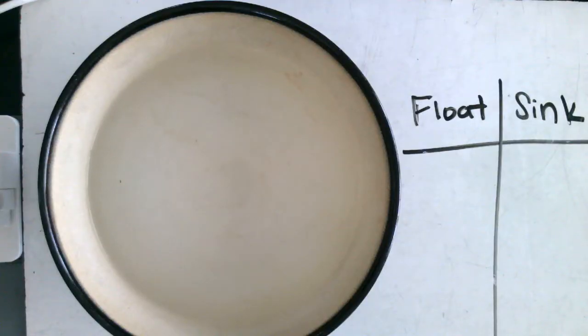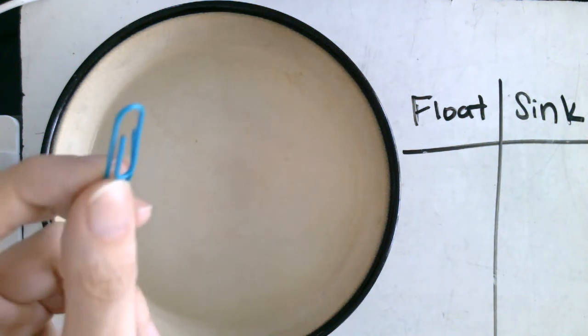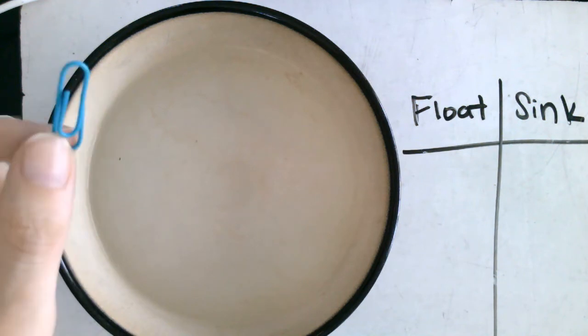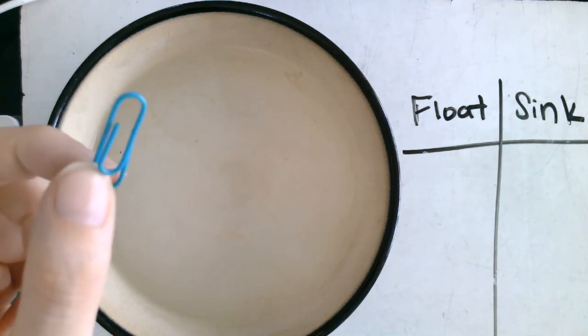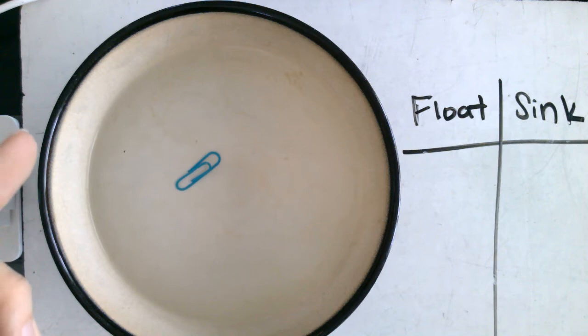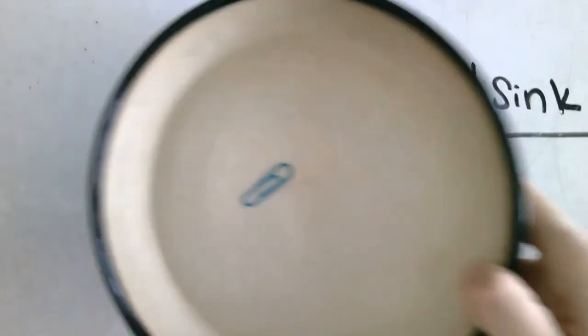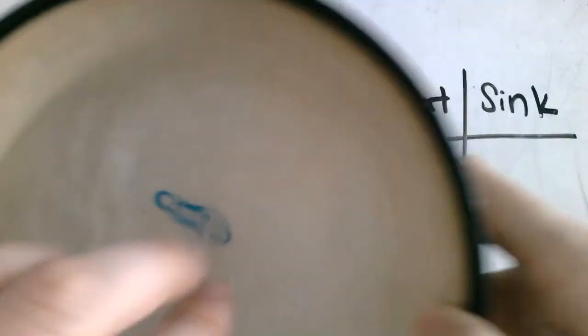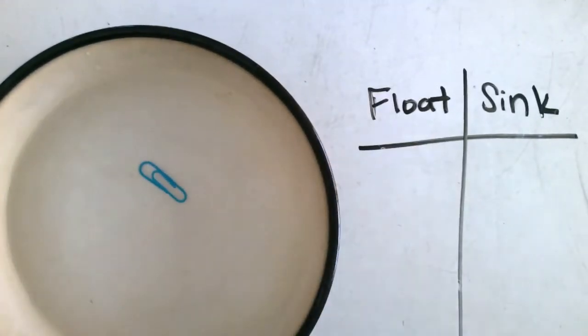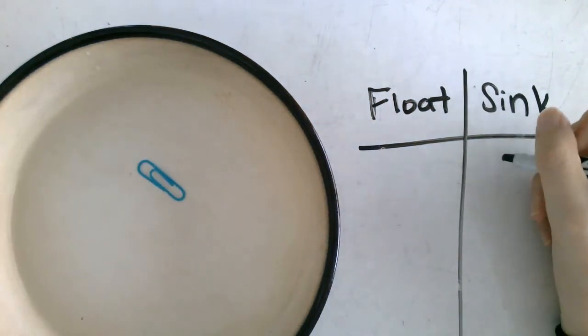Now let's test out our different items to see if they float or sink. You're going to need to help me count down. We're going to start with our paper clip. Ready? 3, 2, 1. Ooh, I'll zoom in for us a little bit here. Our paper clip sunk to the bottom. So our paper clip did not float.